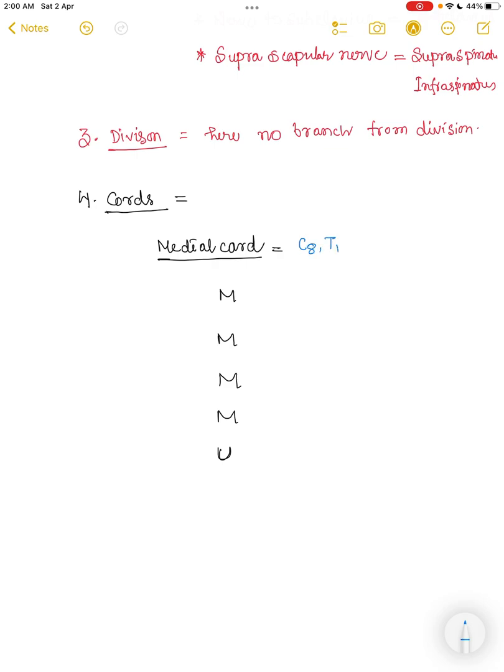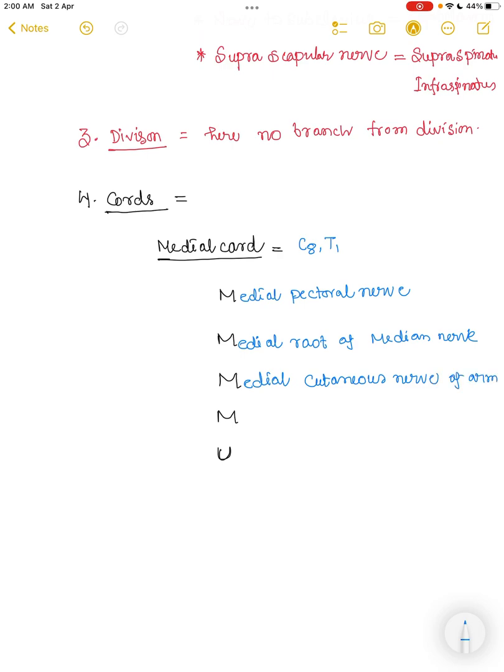So the first M is the medial pectoral nerve, then the medial root of the median nerve, the medial cutaneous nerve of arm, the medial cutaneous nerve of forearm, and U is the ulnar nerve. So these are the 5 branches from the medial cord.